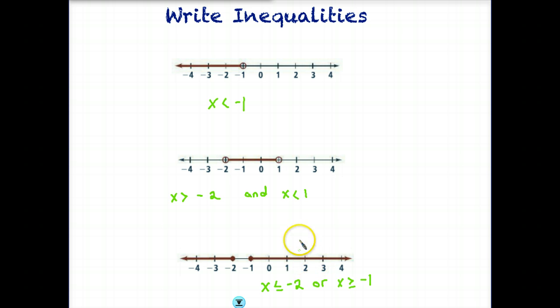And that concludes our instructional video on writing and solving inequalities. Go ahead and try the practice, and we'll see you on the next one.